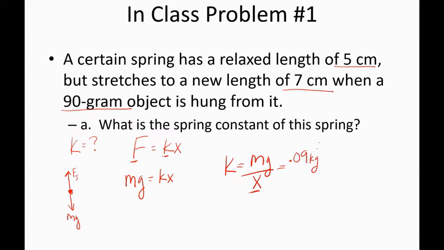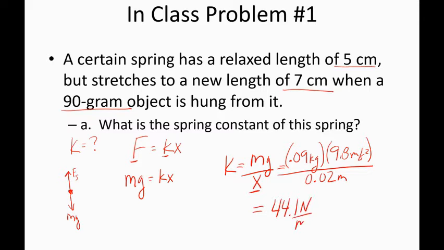So my mass is going to be 90 grams or 0.09 kilograms, because remember, we always want to be in kilograms in physics. And then my gravity is 9.8 meters per second squared. And then finally, my x is going to be my change in position, which is 0.02 meters. When I plug all of that in, I end up getting a k value of 44.1 newtons per meter.